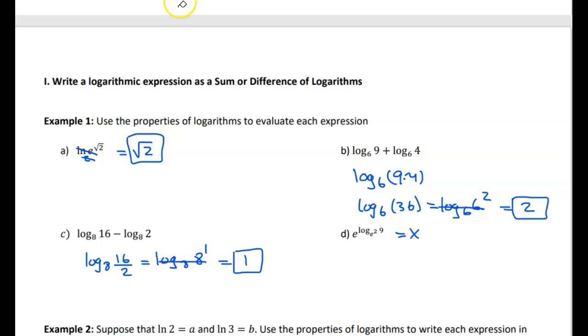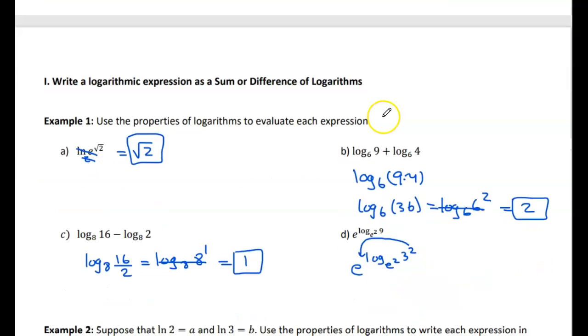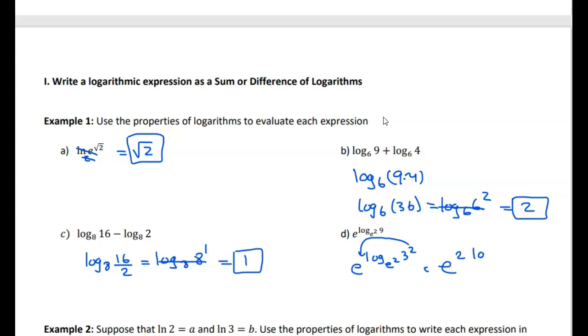Let's see what we can get. All right, I like this one, it's interesting. So let's write this. We have e to the log base e squared of 9, and let's write 9 as 3 squared. Then we can take the 2 in front. This is this property right here: the log of a power equals the product of the power and the log. So this is going to give us e to the 2 log base e squared of 3.